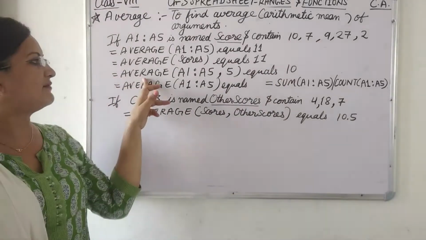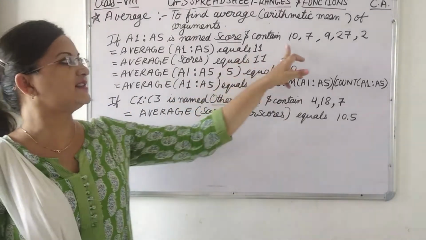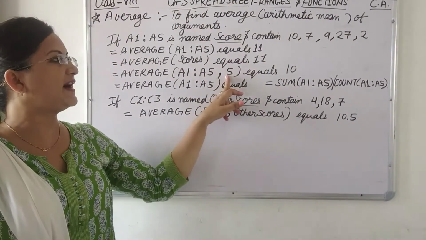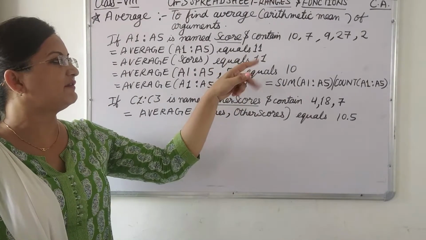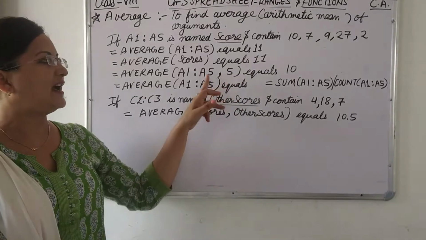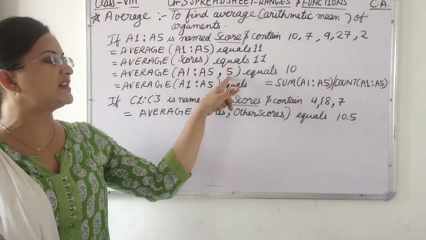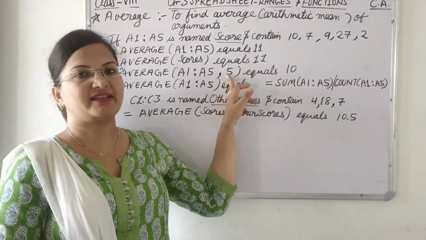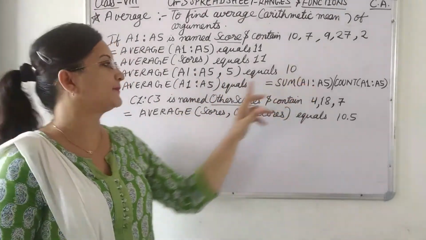Then AVERAGE(A1:A5, 5): the sum of those numbers is 55, and this is also a number, 5. So 55 plus 5 is 60, and there are a total of 5 arguments plus 1, that means 6 arguments now. So 60 divided by 6 will be 10.